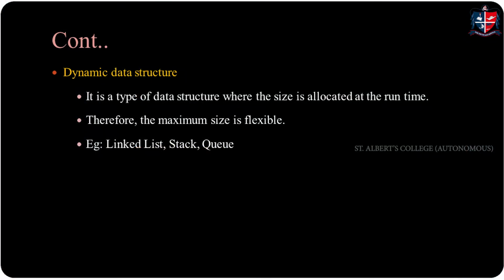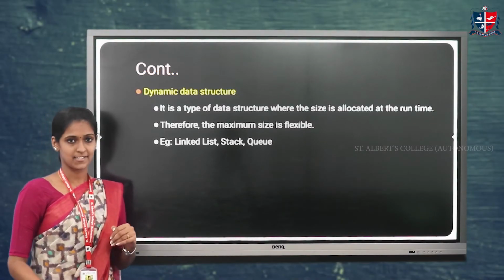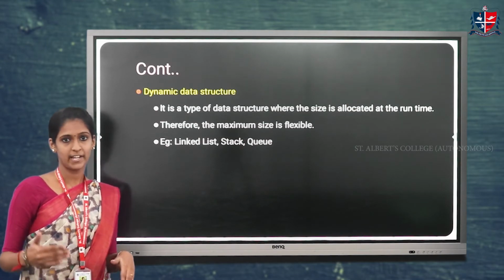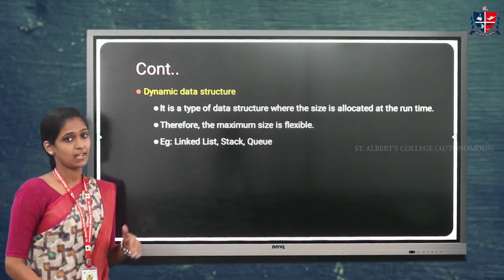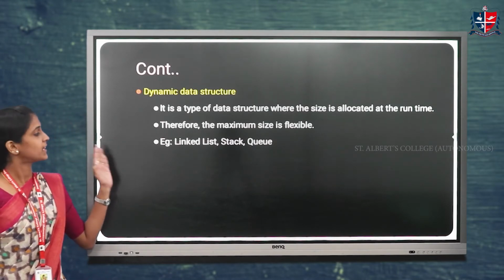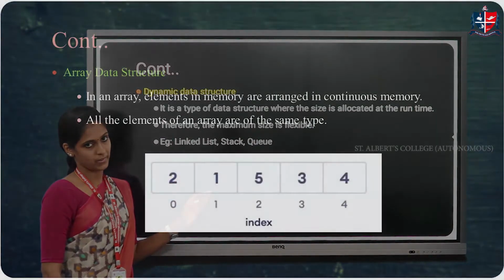The second one is dynamic data structures. In the dynamic data structures, we can increase the size. That means it is flexible to increase the size according to our need during the runtime. That is the difference between the static and dynamic data structures. The linked list, stack, and queue come under these dynamic data structures.